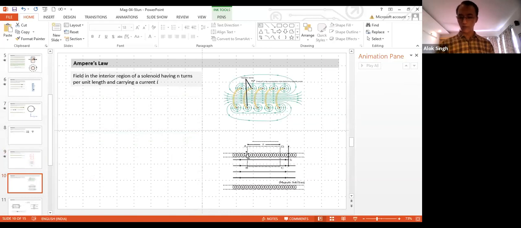If the wires are wound like this and I take a cross section, at the top I'll see all the currents going in, and at the bottom the current is coming out. So even before we start quantitatively, we have to think what kind of field it will create.